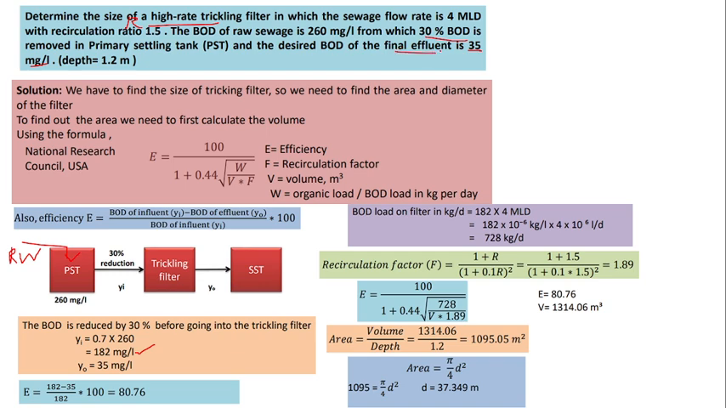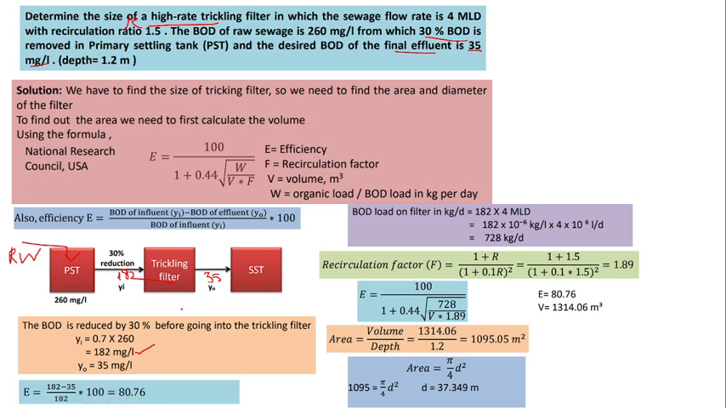And the desired BOD of the final effluent is 35. So this is the effluent BOD from the trickling filter, that is why Y naught is given as 35 mg per liter. So 35 is the outgoing BOD from the trickling filter and 182 is the incoming BOD to the trickling filter, because 30% is already removed in the primary settling. Now we know the Yi and Y naught.